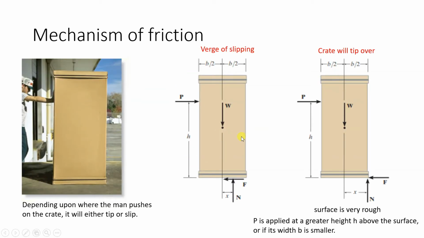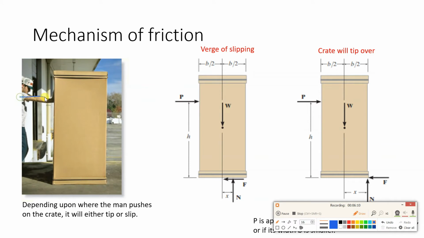Next, this is a very important slide. This slide explains the concept of slipping as well as tipping. Here you can see a crate placed on the ground, and this person is pushing the crate in this direction. If you draw the FBD of this, this person is pushing the crate in this direction. So this is the applied load and this is the crate. Depending upon where the man pushes on the crate, it will either tip or slip.